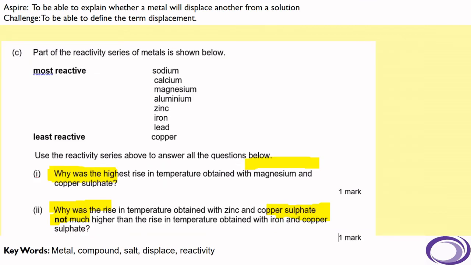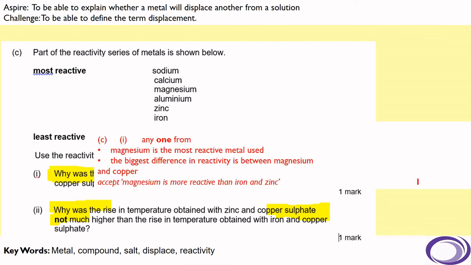So then you were given a reactivity series, and the first question was, why was the highest temperature rise obtained with magnesium and copper sulfate? And that's because magnesium was the most reactive metal used in that investigation. But you could have also said it's because it has the biggest difference in reactivity between magnesium and copper.